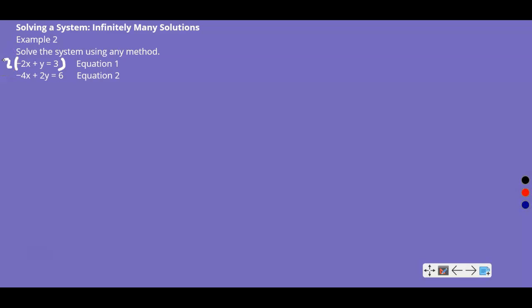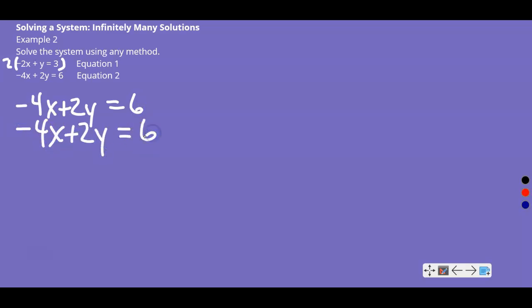2 times negative 2x is negative 4x. 2 times y is 2y, and 2 times 3 is 6. All right, if we bring down the second equation, we can see that we have the exact same equation.